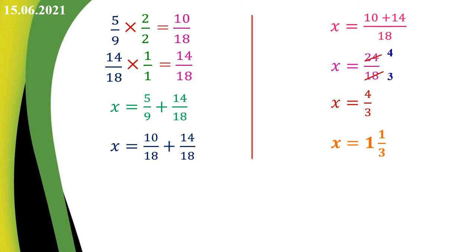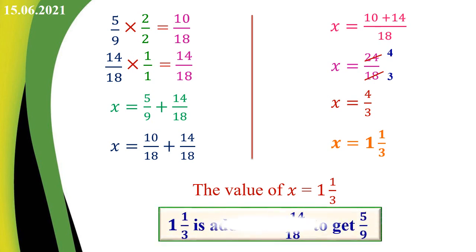4 by 3. 1 3 is 3, remaining 1. So we get 1 1 by 3. The value of x equal to 1 1 by 3. 1 1 by 3 is added to minus 14 by 18 to get 5 by 9.